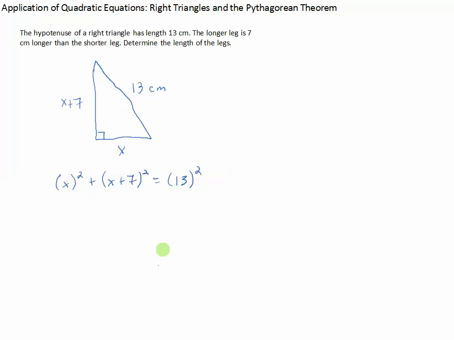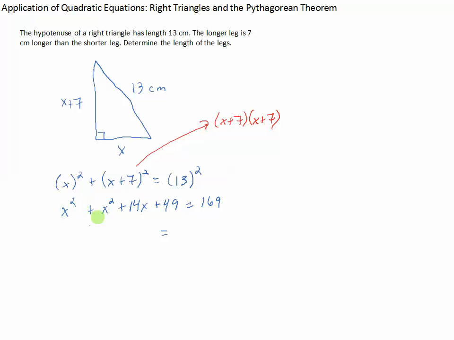Let's get rid of all these parentheses so that we can see what we're dealing with. X squared is easy, that's just x squared, you don't need the parentheses there. (x plus 7) squared, though, is (x plus 7) times (x plus 7). Be very careful in doing this. So if you were to multiply all this out, you would get x squared plus 14x plus 49 equals 13 squared, which is 169.